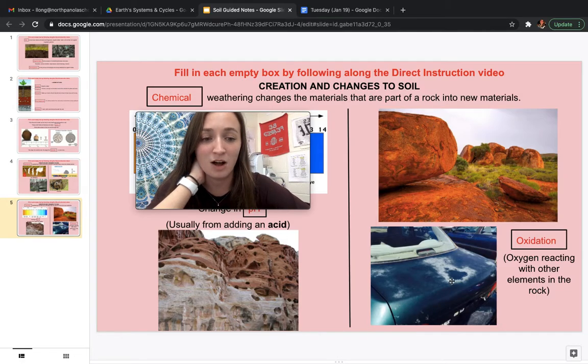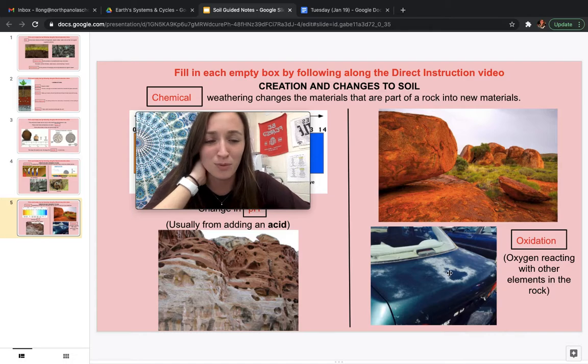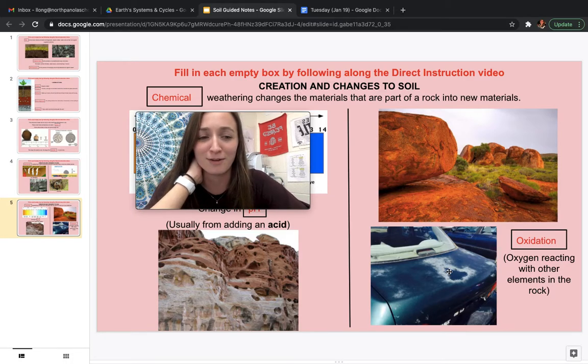You've probably seen oxidation happen on a lot of old cars. If you ever see these spots on a car on the paint job, that's because the paint over time has been reacting with the oxygen. It's been going through that oxidation and it causes it to change color. So just think about that. That's your chemical weathering happening right there on a car.